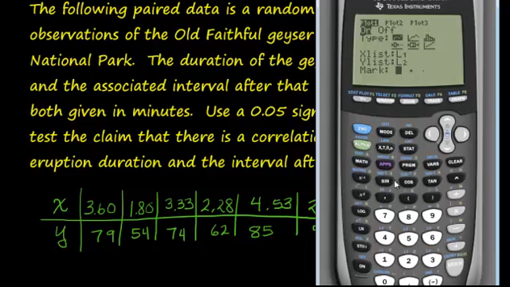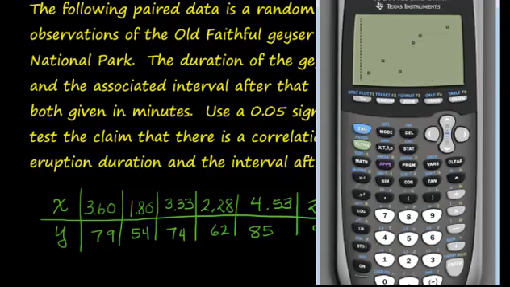Okay. Now we want to zoom, which is the middle button up here on the top row, and I want the 9th function, so I could just say zoom 9, that's zoom stat. Okay, so now we have a visual representation of our ordered pairs, and it does tend to look like a positive linear correlation. They're not on a perfect line, but we do tend to see that as the X values, the durations, increase, the Y values, the interval after, also increase.